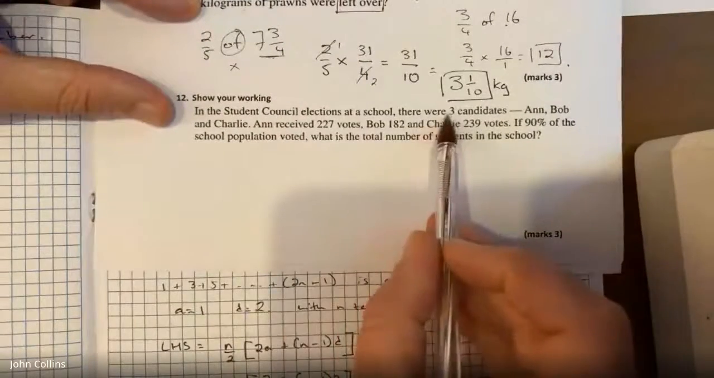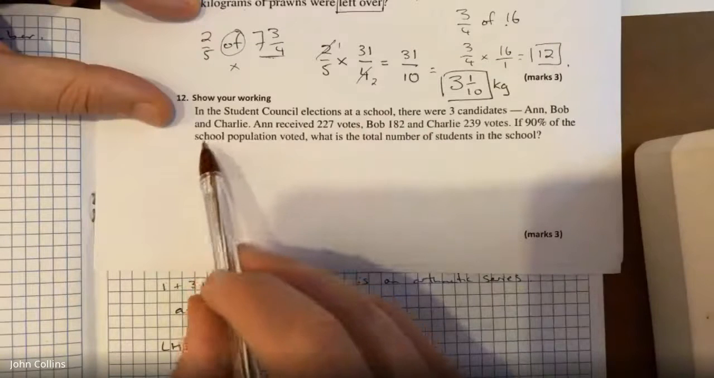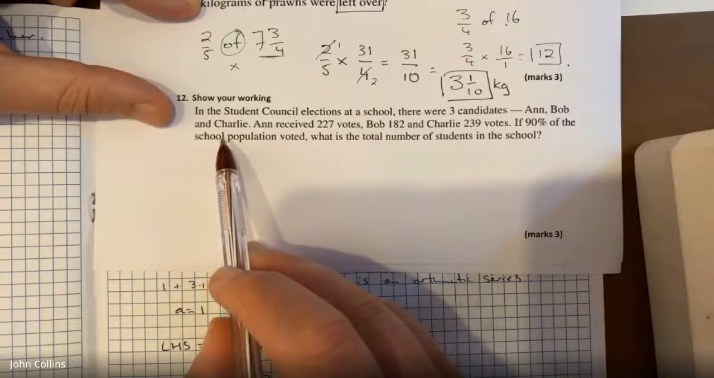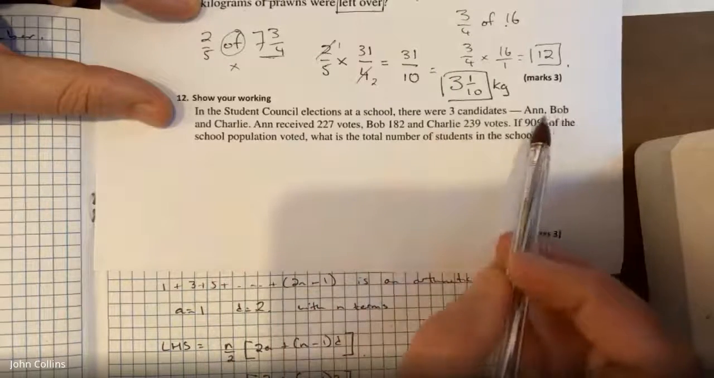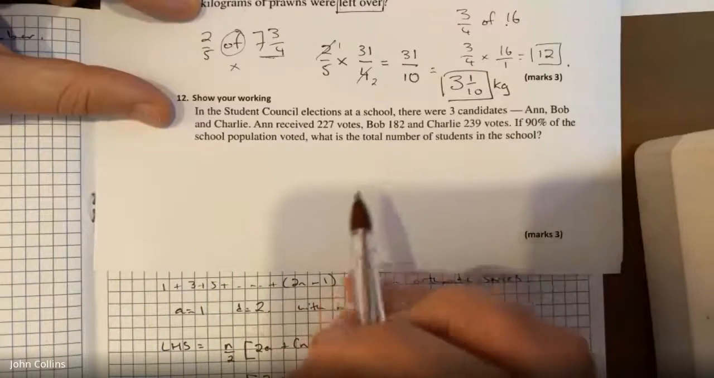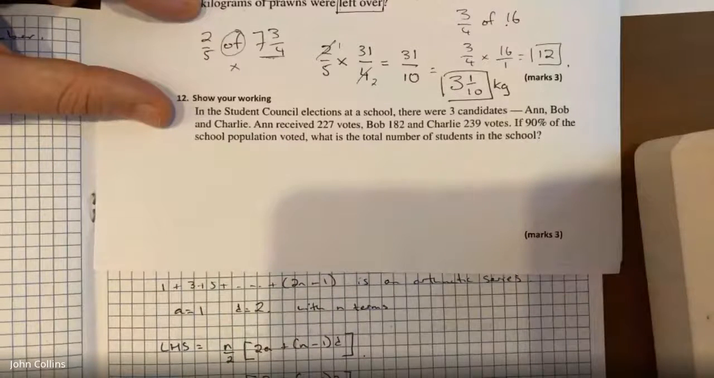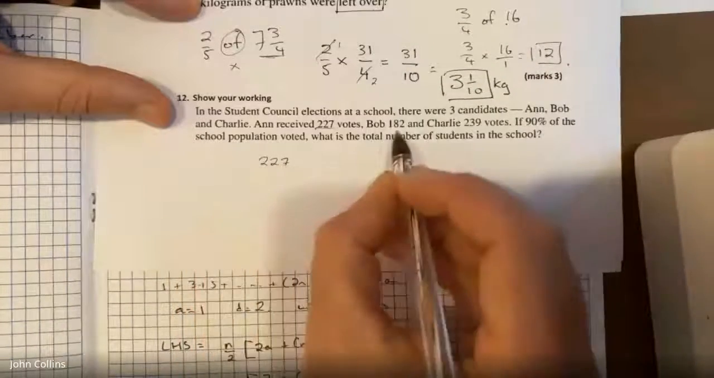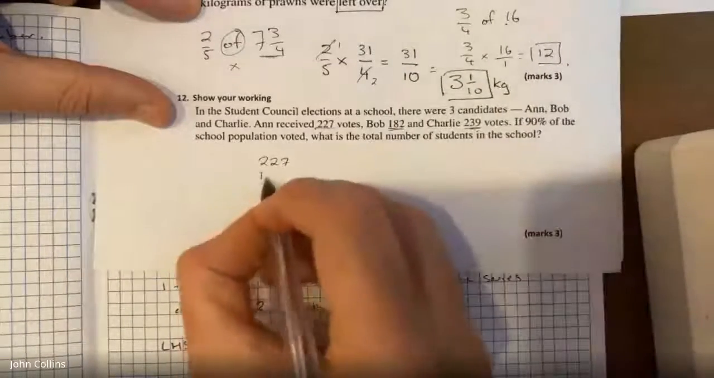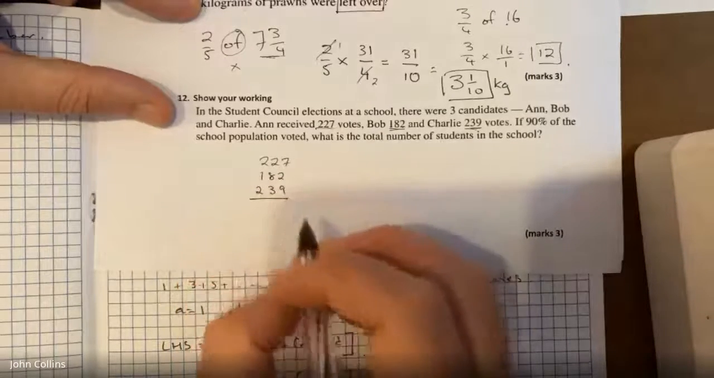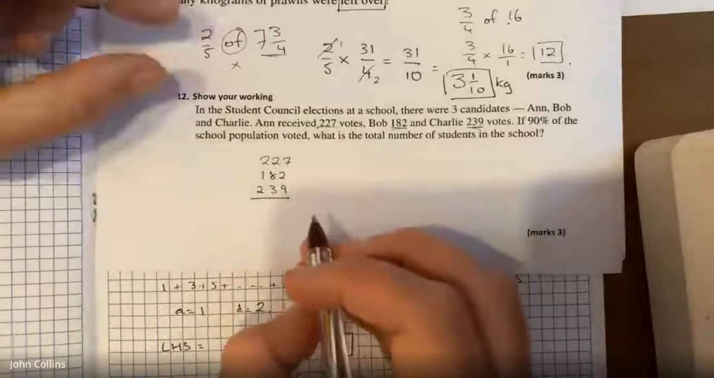All right. So we have this election here. We have 3 candidates, Anne, Bob, and Charlie. They received 3 votes. So if 90% of the school population voted, what's the total number? Okay, so how many votes came in? 227, 128, 182, and 239. Okay, so that was the number of votes that come in.